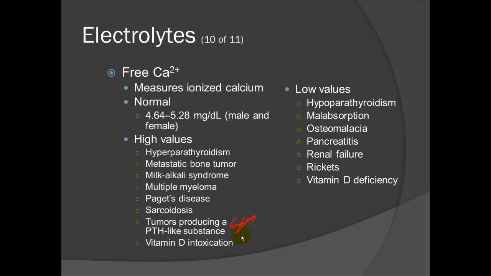Hyperparathyroidism, metastatic bone tumor, milk alkali syndrome, multiple myeloma, Paget's disease, sarcoidosis, tumors producing a parathyroid hormone-like substance. Some tumors will excrete hormones whenever they become mature. The tumor builds enough cellular material to release it. If it transmits a substance that is similar to parathyroid hormone, this would tell you to release calcium from your bone. Vitamin D intoxication. Low values: hypoparathyroidism, malabsorption, osteomalacia, pancreatitis, renal failure, rickets, and vitamin D deficiency.